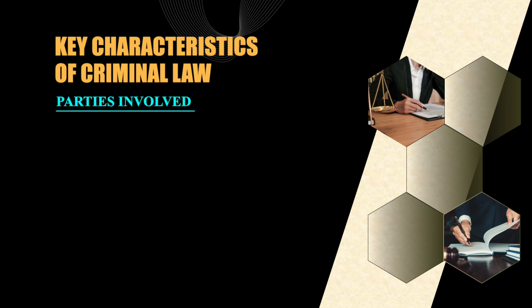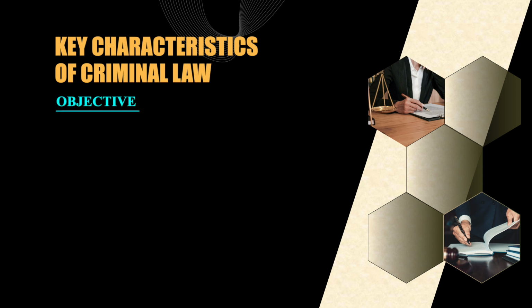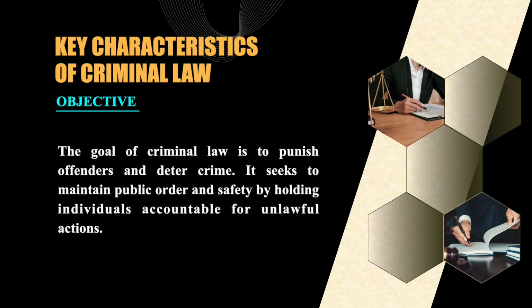Who are the parties involved? In criminal law, the state or the government, through the prosecution, is the party bringing the case, while the accused person or entity is the defendant. The objective, the goal of criminal law is to punish the offender and deter crime. It seeks to maintain public order and safety by holding individuals accountable for unlawful actions.